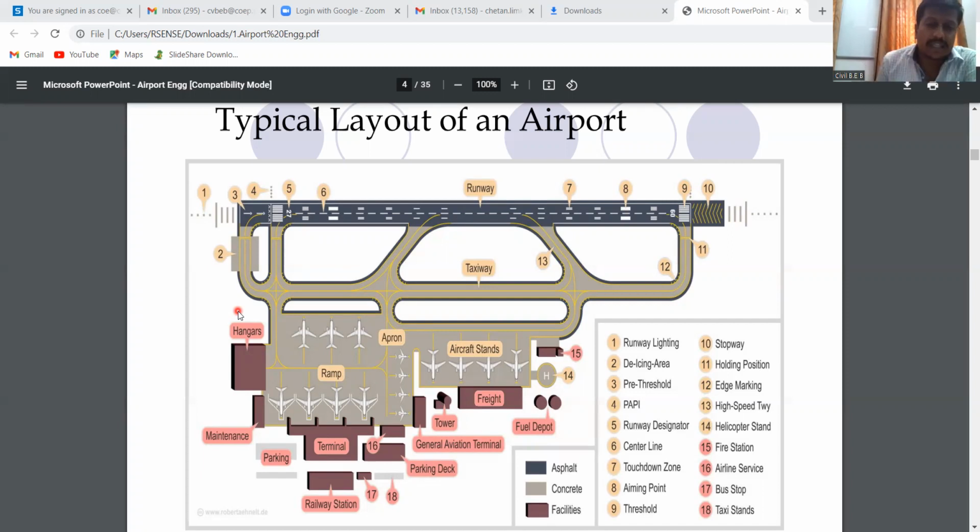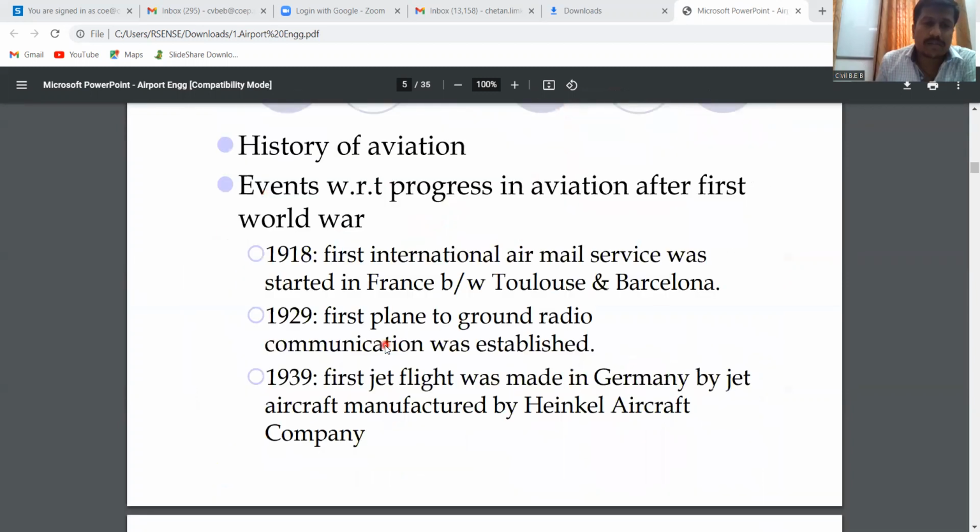Okay, so these are the key elements or components of an airport, as I told you. If you look at the history of aviation, if you have to take glimpses of it: in 1918, the first international airmail service was started in France between Toulouse and Barcelona, and then in 1929, the first plane-to-ground radio communication was established. Okay, then in 1939, the first jet flight was made in Germany by a jet aircraft manufactured by the Heinkel Aircraft Company.